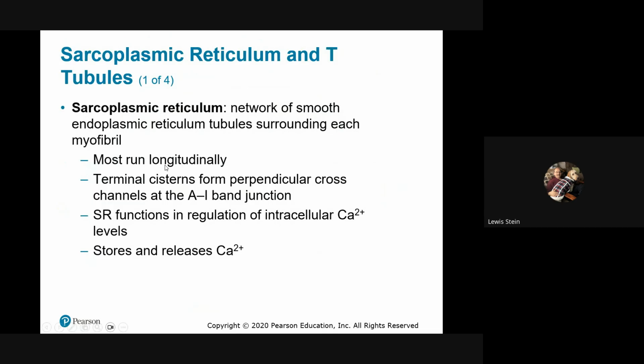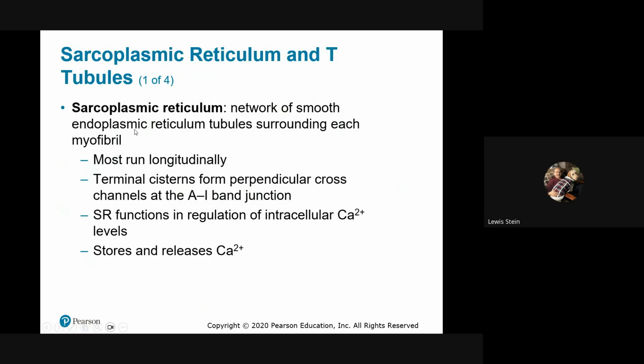Okay, sarcoplasmic reticulum, very interesting. This is the endoplasmic reticulum, but not like you've ever seen it before. This is part of the process, let's say one half of the process, of how this signal gets in to all those marvelous little fibrils and filaments.